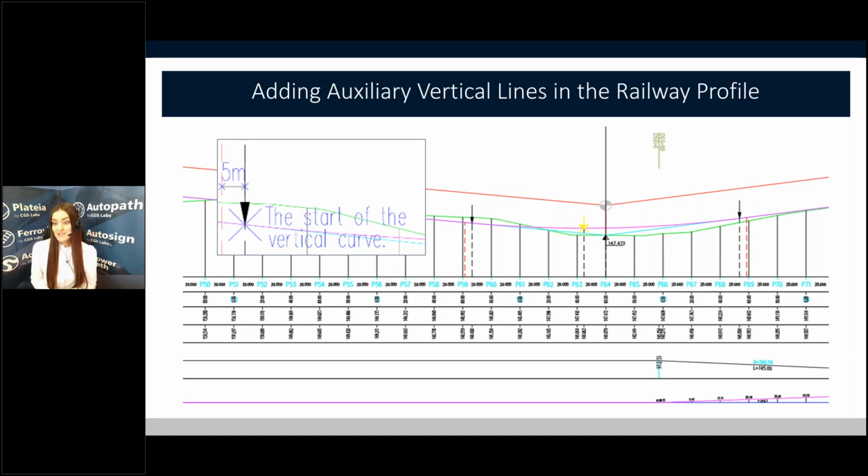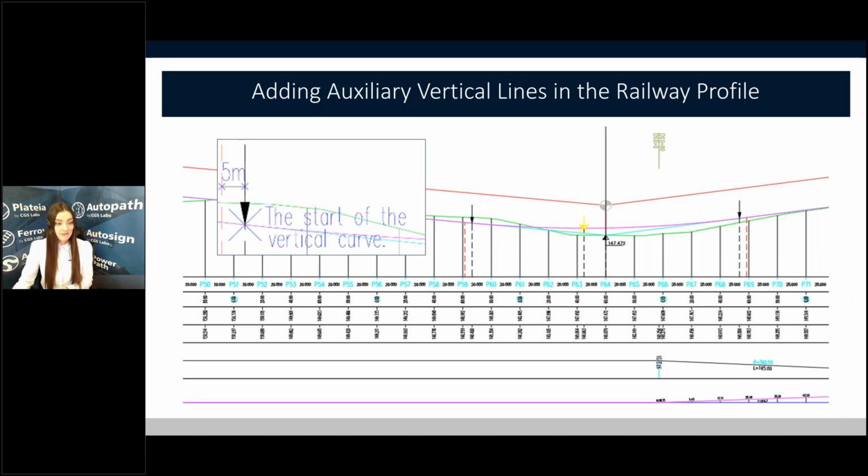Railway regulations often require that vertical curves maintain a minimum distance from specific elements such as turnouts, crossings, expansion devices, and other similar critical infrastructure. For instance, both Slovenia and most European standards mandate that the start or end of a vertical curve must be at least 5 meters away from the elements I mentioned before. So this new feature automatically places auxiliary vertical lines in the profile view, simplifying the verification process for compliance with these requirements. So here's one example.